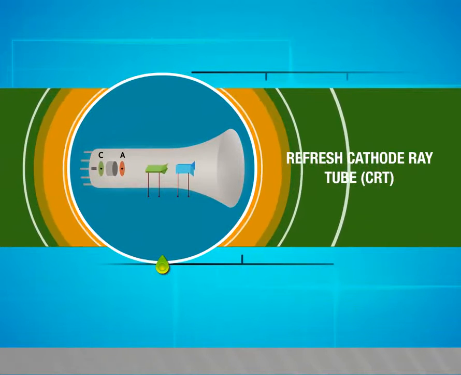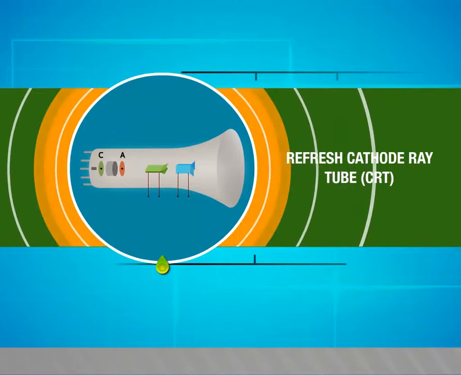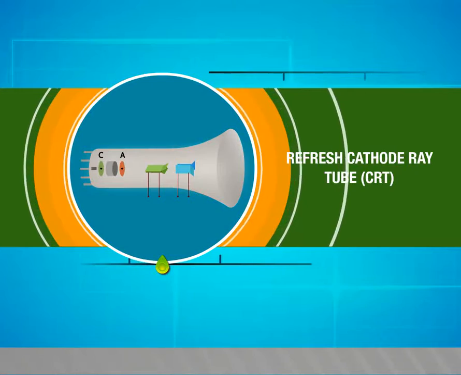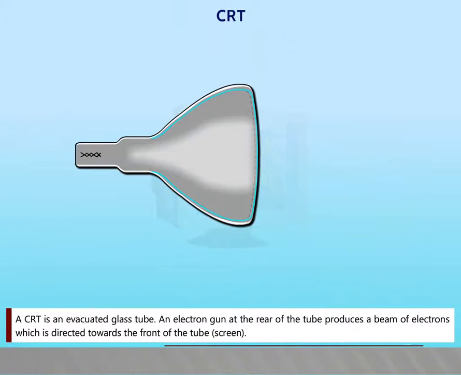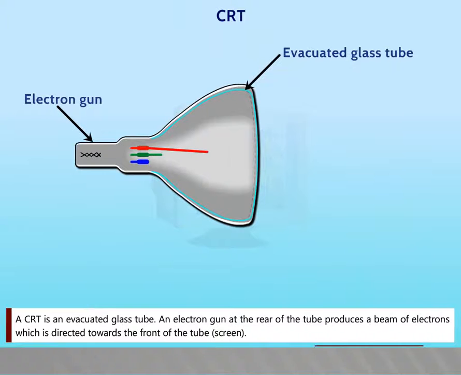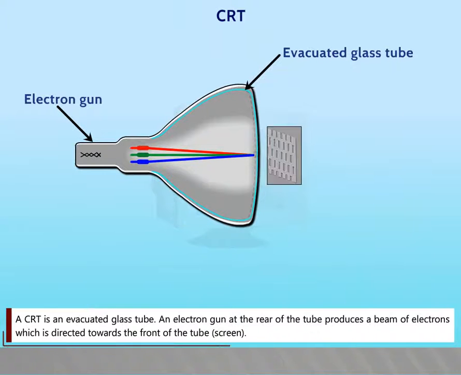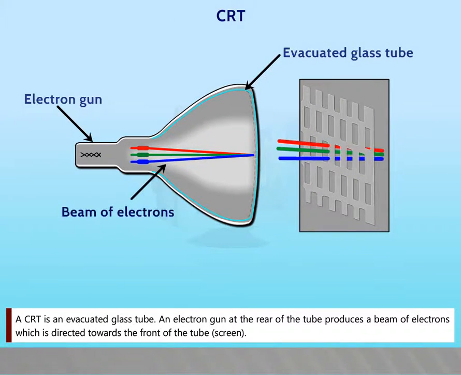In this video, we are going to see about refresh cathode ray tube, that is CRT. A CRT is an evacuated glass tube. An electron gun at the rear of the tube produces a beam of electrons which is directed towards the front of the tube, that is screen.